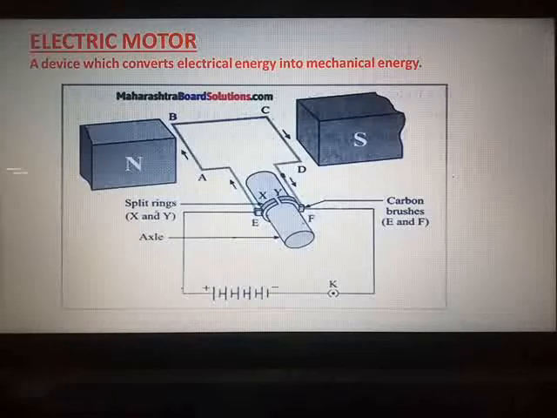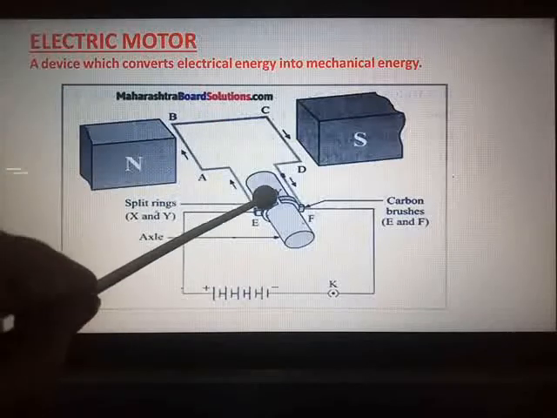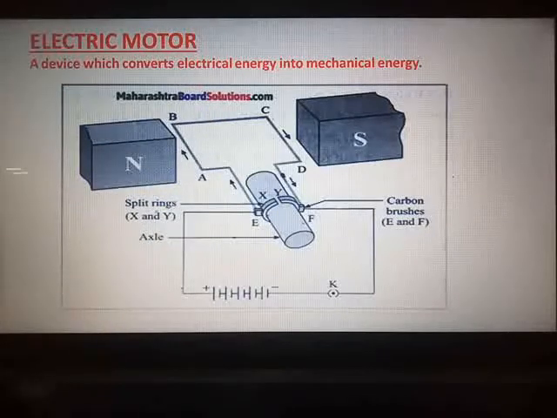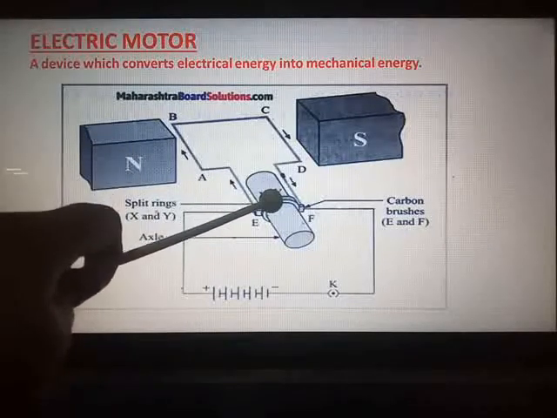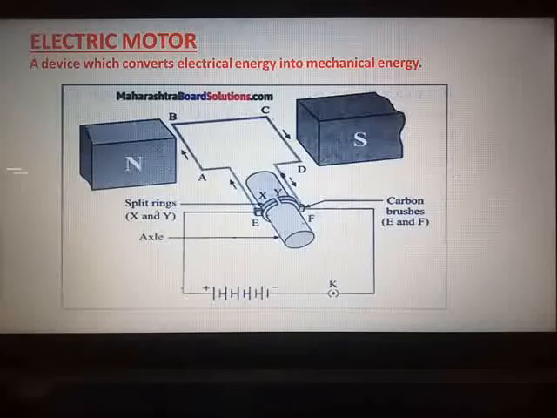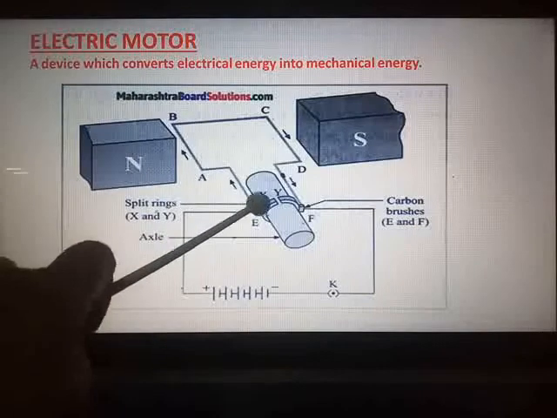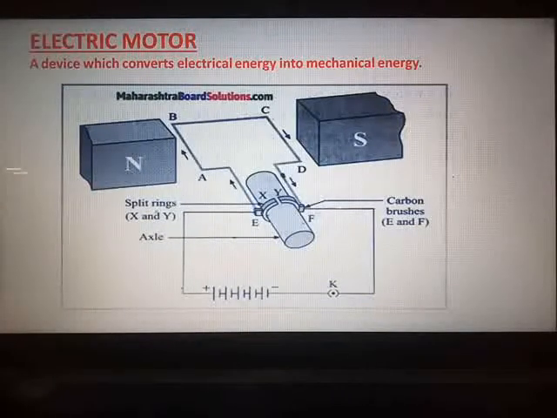Our third part of the electric motor is the split ring commutator. Split means broken up, so a ring broken into two. So this commutator consists of two halves. Here you can see split rings X and Y of a metallic ring. The ends of the armature coil are connected to these rings, and it is also known as the split ring commutator. What is the function of the commutator? It reverses the direction of current in the armature coil.